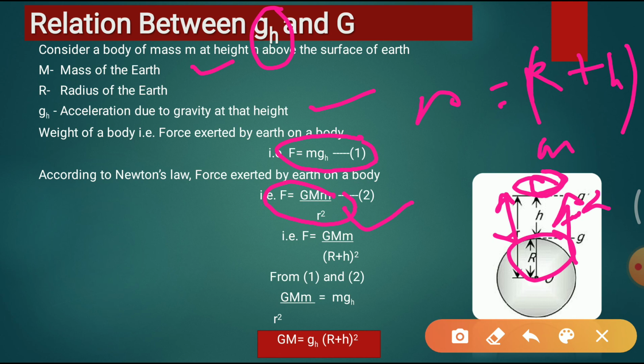So now equating equation 1 and 2, what will we get? We will get G M m upon r square is equal to m g h, and if we take r square to this side, then small r means R plus h whole square. So capital G M is equal to g h into R plus h whole square. This is the relation between g h and capital G.